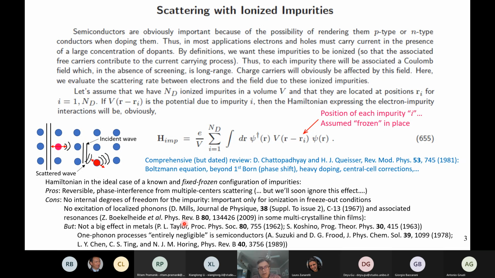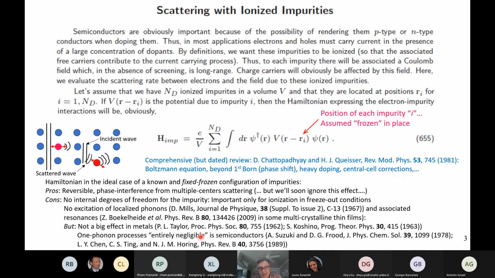There's quite a bit of work. I list here just a few references if you're interested in people who have worried about this. I think roughly in the 1960s, and then later on, papers have been published almost periodically about the effect of bulk phonon-assisted processes. And the idea is that these are negligible.